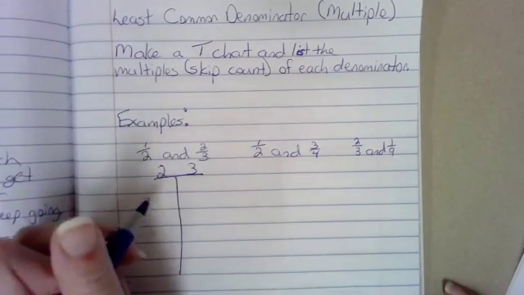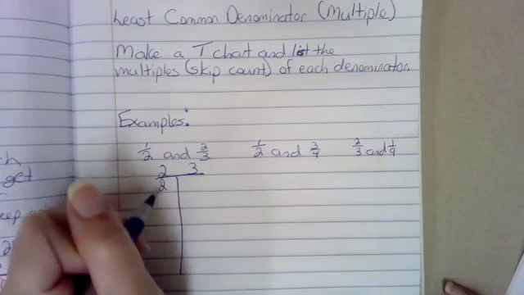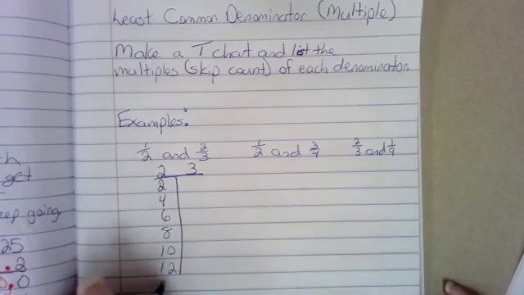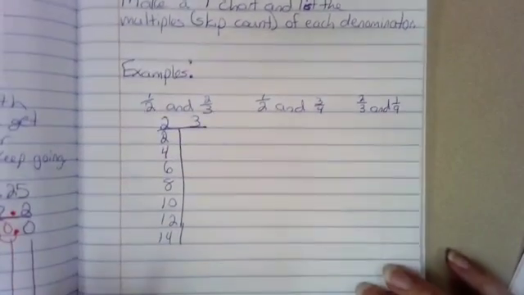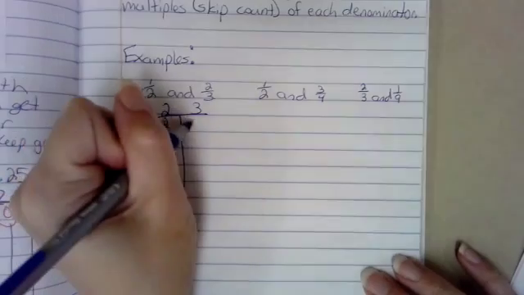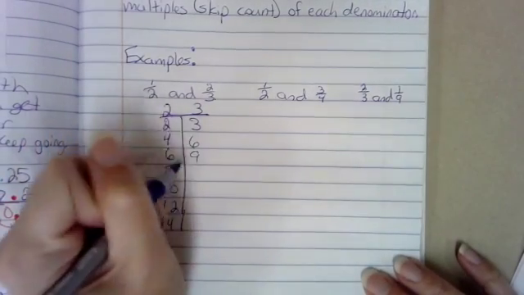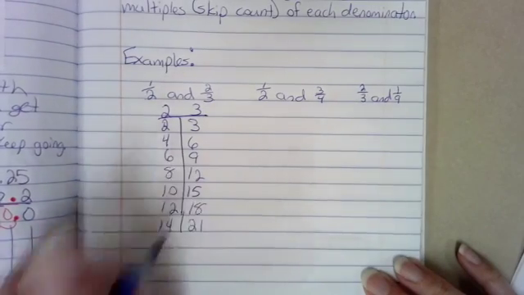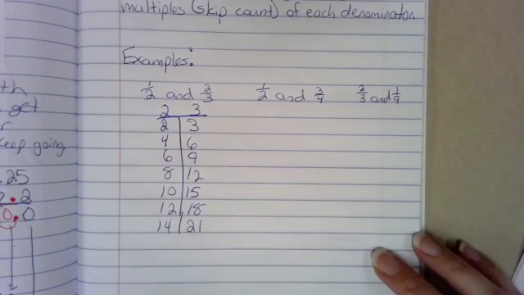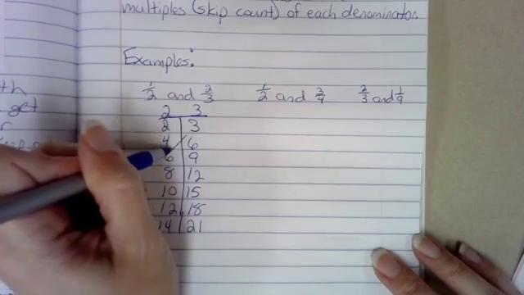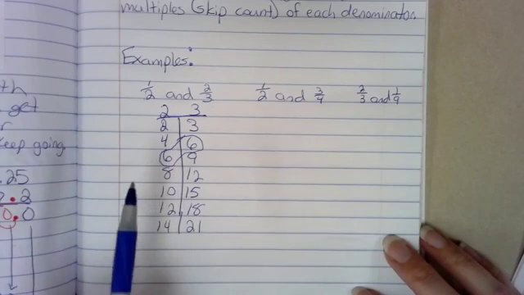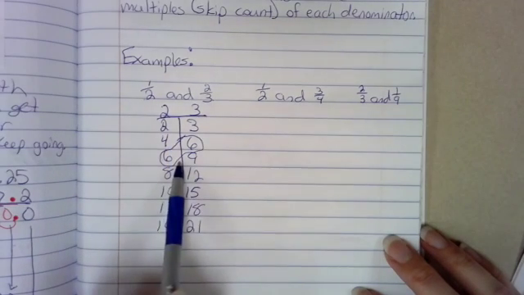I'm going to skip count by 2s. 2, 4, 6, 8, 10, 12, 14. Okay, that's probably enough. Now I'm going to skip count by 3s. 3, 6, 9, 12, 15, 18, 21. I want to look for the smallest number in both lists. The smallest number in both lists is 6. So the least common multiple, or the least common denominator, of 1/2 and 2/3 would be 6.